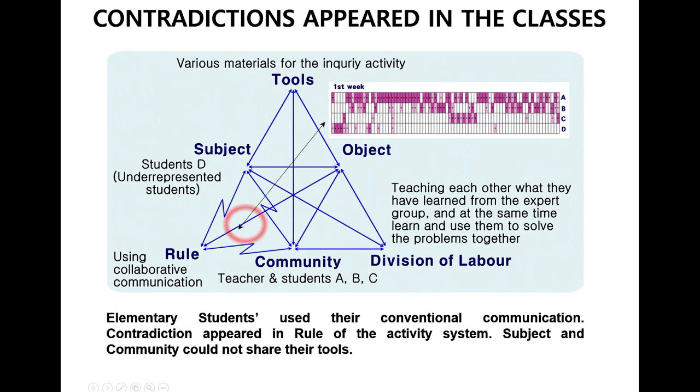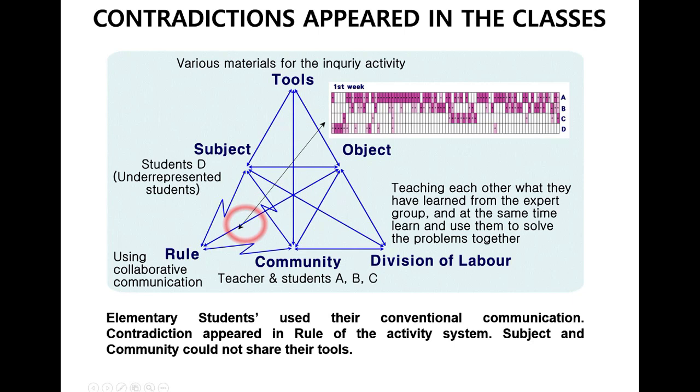The first contradiction appeared in rule. It influenced the subject and community because their communication mediated all their activities in these classes. In this activity system, students A and B did not use eye contact with the students C and D. Furthermore, they did not use respectful expressions and they did not explain the reasons to each other on why they should do something when they were asked.